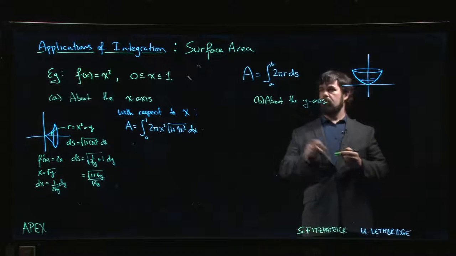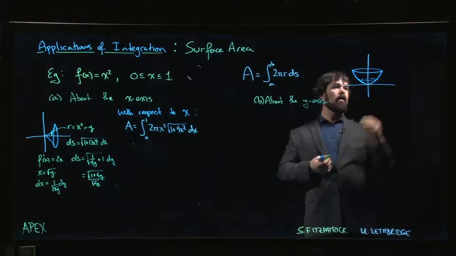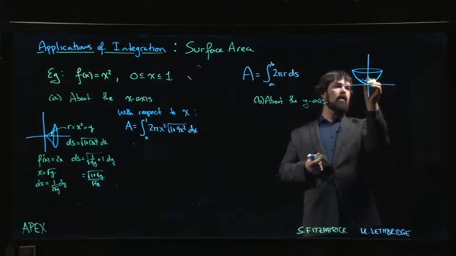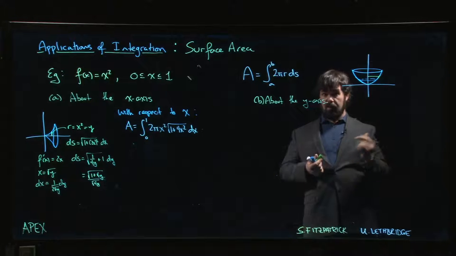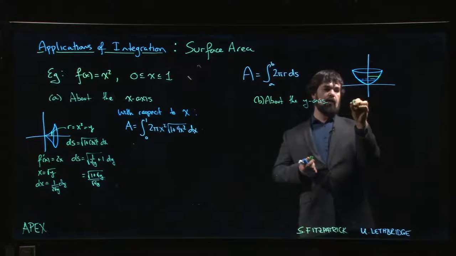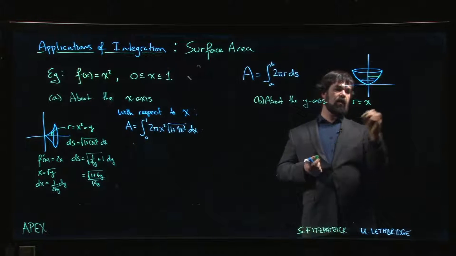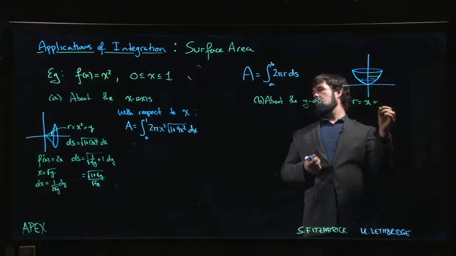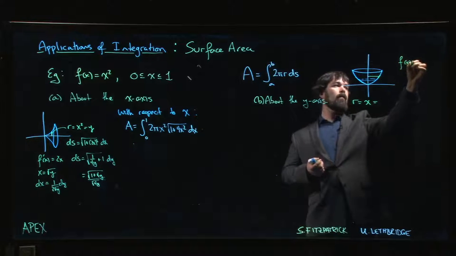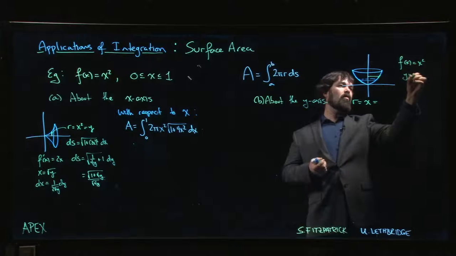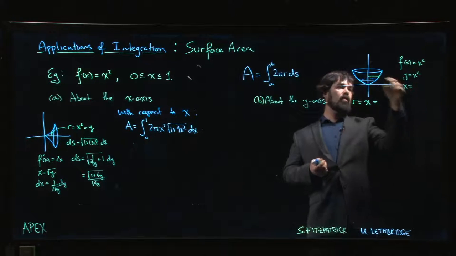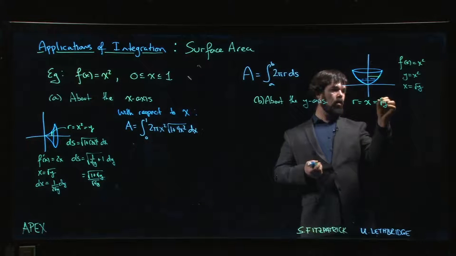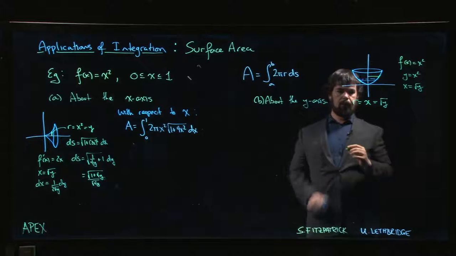So again, area is always 2 pi r times the arc length element. So here's our little bit of arc length, and here is the radius, right? Because we're going about the y-axis. So that radius, we can write as either x, or, well, f of x is equal to x squared, right? So if y is equal to x squared, then x, for this piece, would be root y. So we can write the radius as x, or we can write the radius as root y.